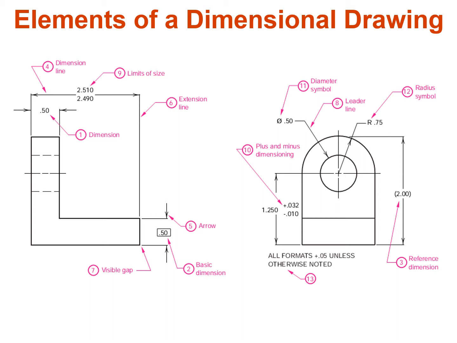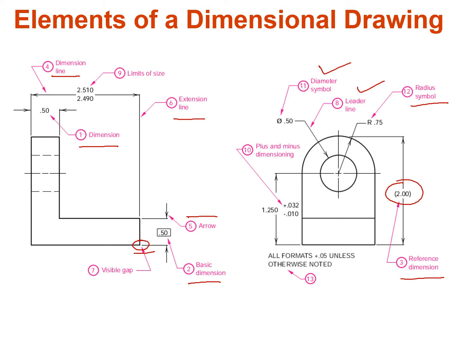Then these are the different terminologies that we talked about. As you can see, the dimension line, the dimension right here, the extension line, then these are the arrows and the basic dimensions that are actually used to manufacture an object. Then there should be a visible gap between the extension line and the object. Then again the diameter symbol, the leader line, the radius symbol, and the reference dimensions that are not actually going to be used to manufacture an object, but give you added information about your object.